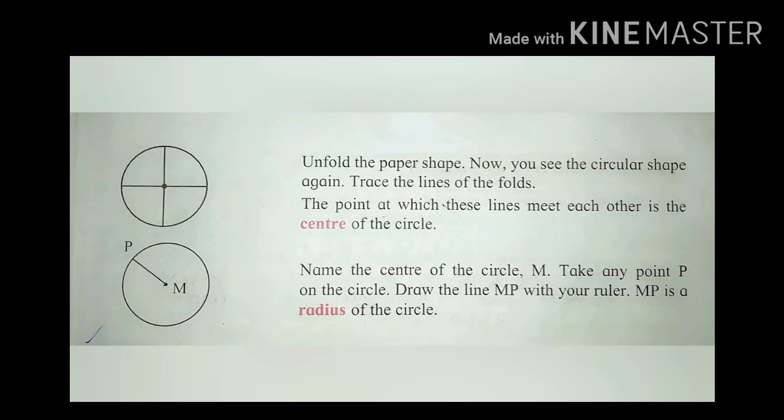Name the center of the circle M. Take any point on the circle. Now from the four sides or any point you can take according to your choice, which is named P, on the circle. Name the line MP with your ruler. MP is the radius of the circle.